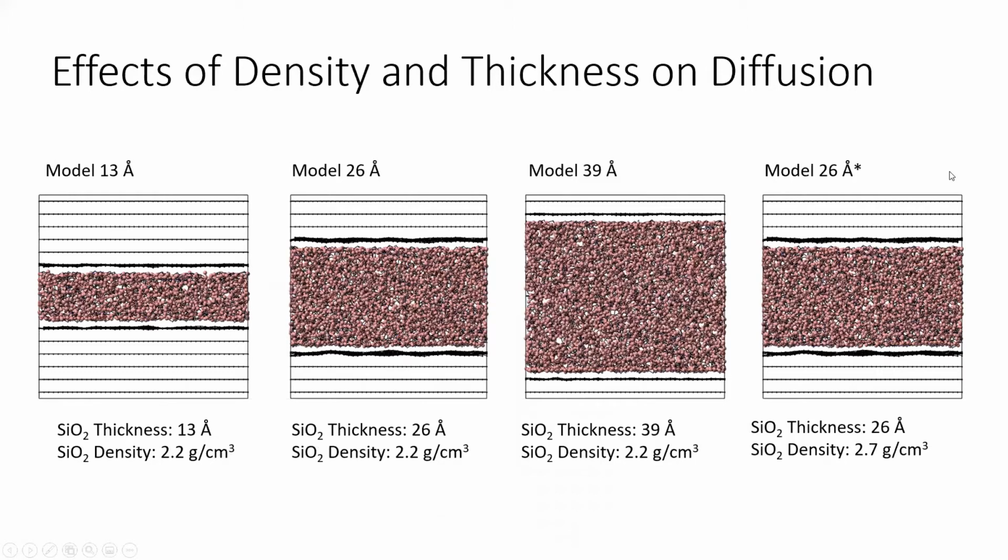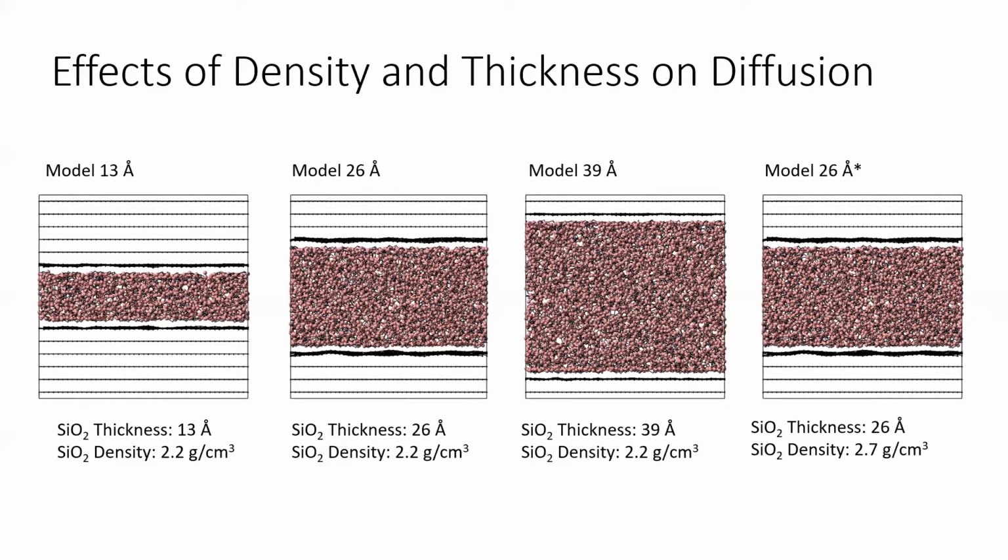So these are the idealized 2D models that I am primarily working on for this summer. In all of them, there is a SiO2 layer, which is the pink layer, sandwiched between graphene sheets, which are the black lines that you would see. Starting from the left, the first three models have the same density, but increasing thickness of the SiO2 layer. The last model has the same thickness as the second model, but a greater density of 2.7 grams per centimeter cubed.